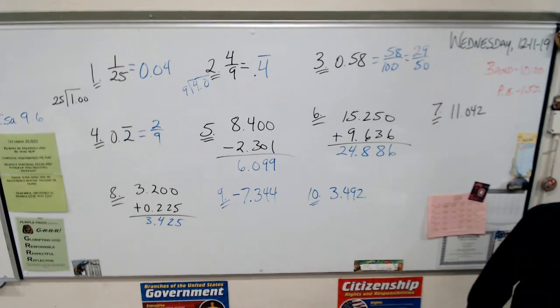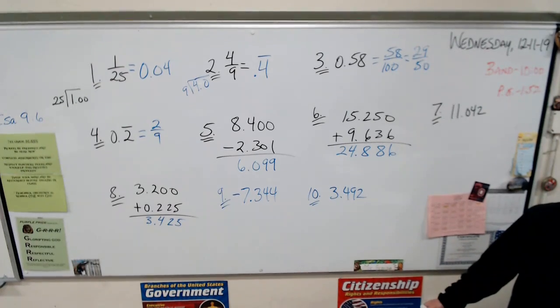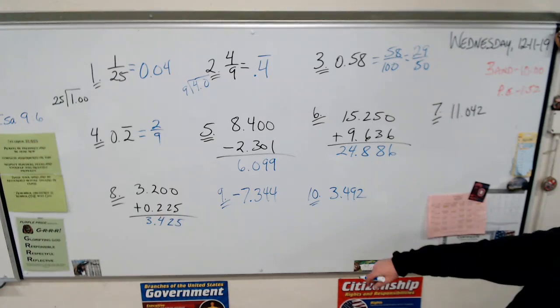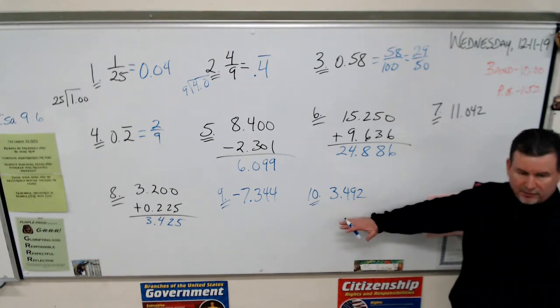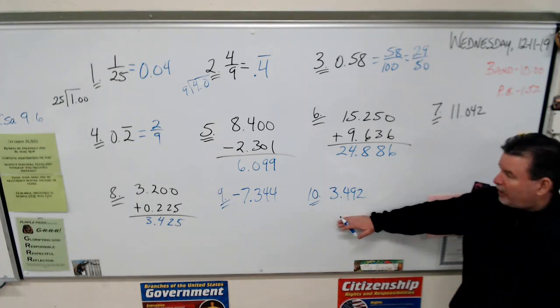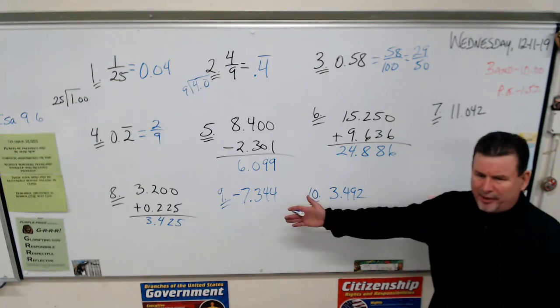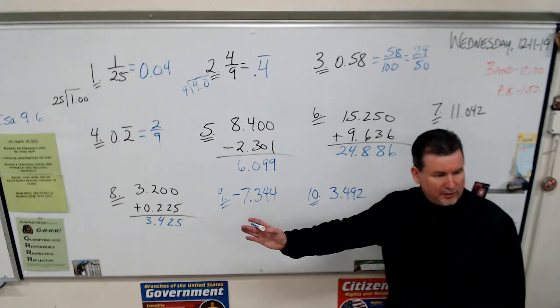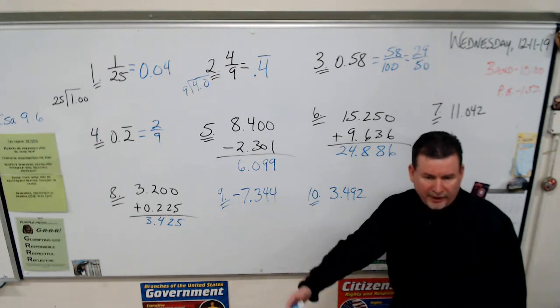Sid, you done with all these already? How'd you get that? Is everybody at least done with number 10? I didn't write these two on the board because it's basic multiplication. Just move the decimal point the total number of places that it is in each factor.